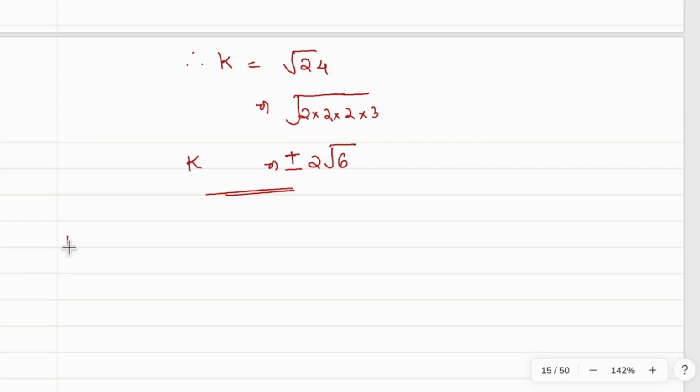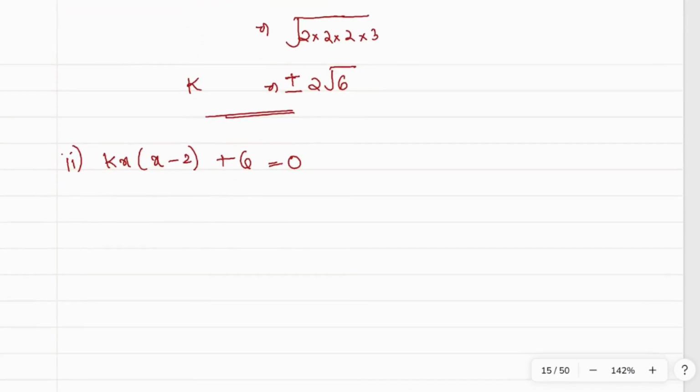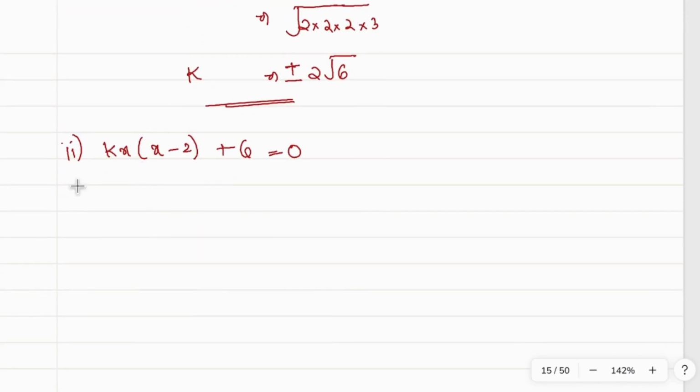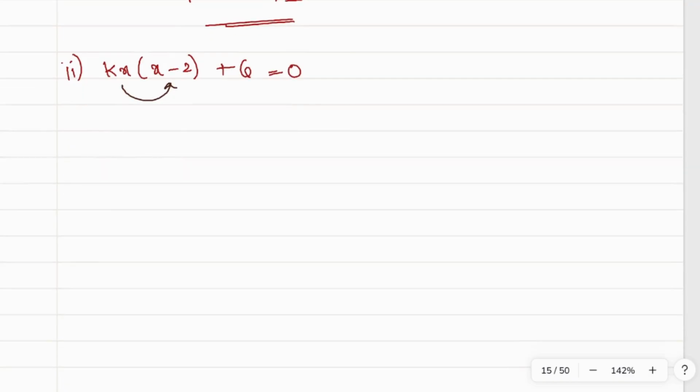Clear? Now let's do question number 2. Our question is kx into x minus 2 plus 6 equal to 0. This is the second question. Now what we have to do here is open up the bracket and expand the equation. That is, kx into x minus kx into 2 plus 6 equal to 0. That is, kx square minus 2kx plus 6 equal to 0.